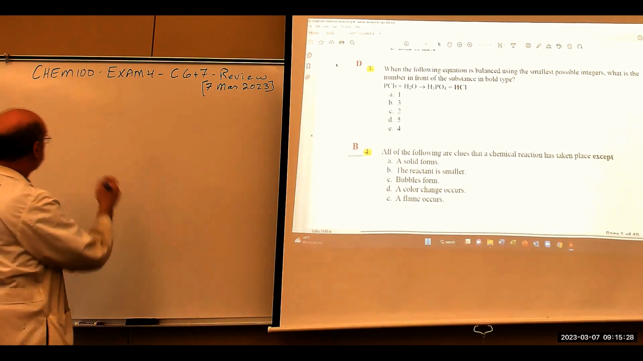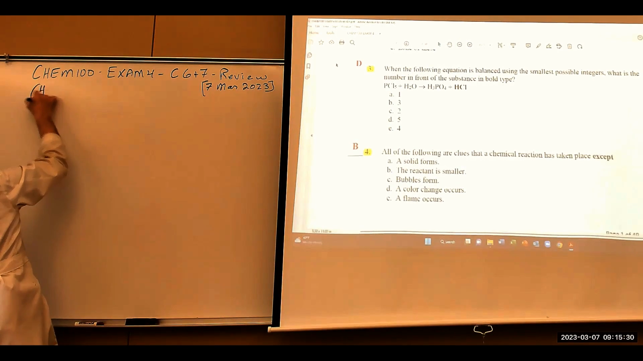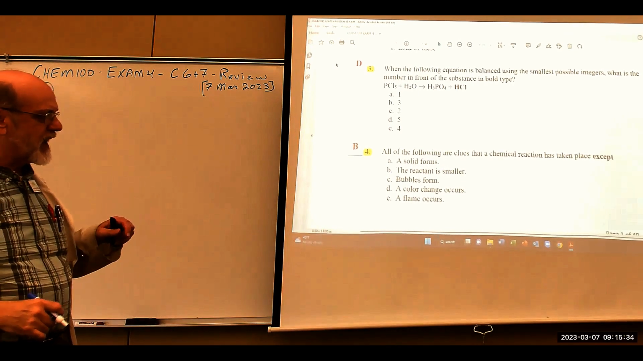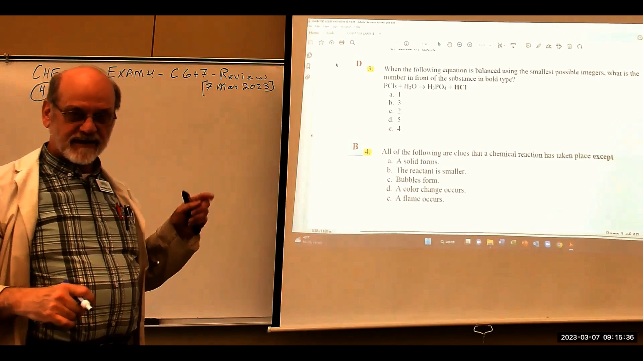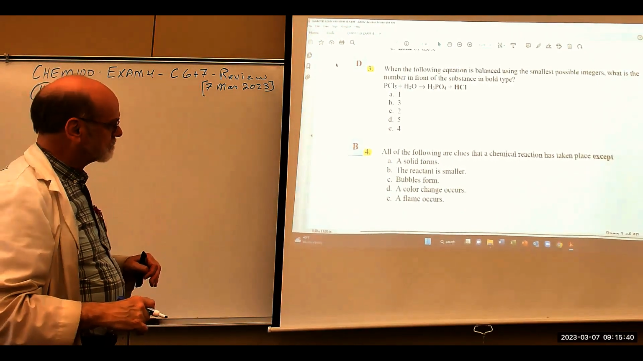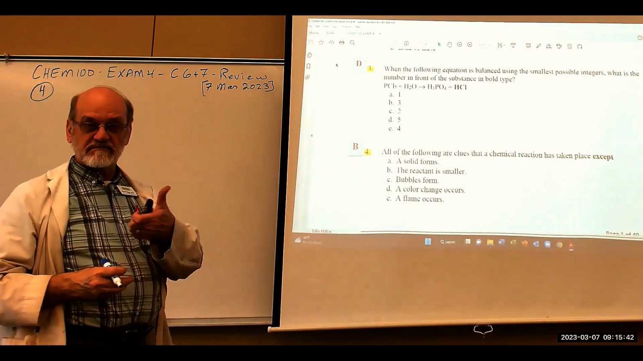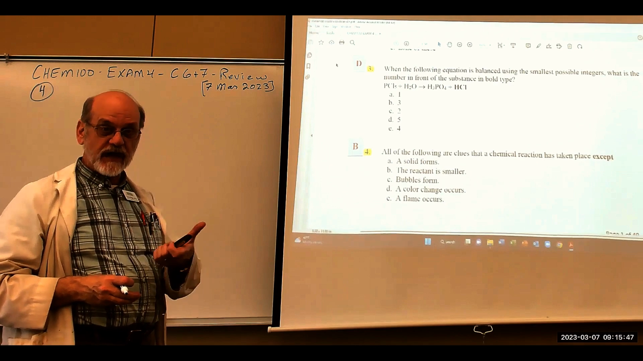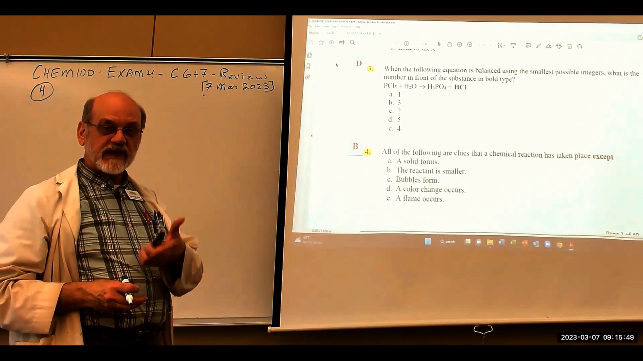All right, let's do number 4. All of the following are clues that a chemical reaction has taken place, except. So we're looking for the one that's not a clue for a chemical reaction. A, a solid forms. Like when you put 2 solutions together, does a solid form? That would be evidence of a chemical reaction.